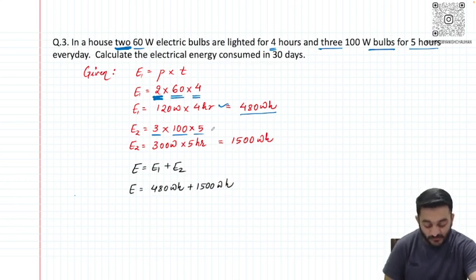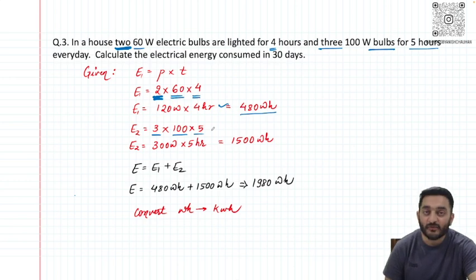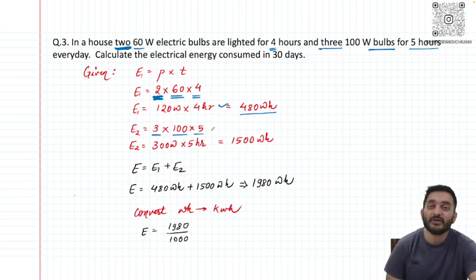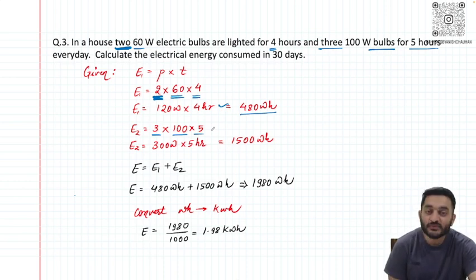So we will get our answer as 480 watt hour plus 1500 watt hour. But I told you that commercially we always calculate in terms of kilowatt hour. So we will simply divide this value by 1000. When I take 1980 watt hour and divide it by 1000, I'll get this energy in terms of kilowatt hour. So I'll get 1.98 as the energy consumed. So energy consumed in this house is 1.98 kilowatt hour, or you can say 1.98 units.